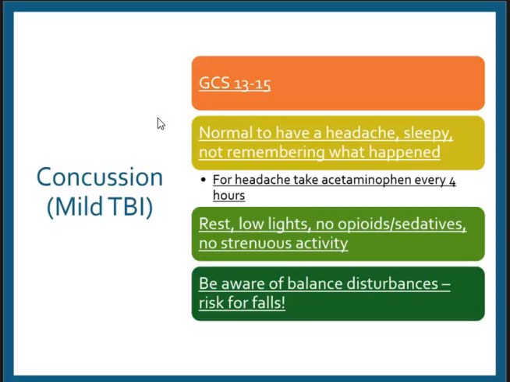Decrease the stimulation. So keep the lights low, keep the volume low in the house. Make sure they're not taking any opioids or sedatives, because that's going to definitely decrease their Glasgow Coma scale. It's going to cause some problems. It's going to decrease blood flow, but also it's going to be concerning because they're not going to be as arousable, and no strenuous activity. They could have some vertigo, so they're going to be at risk for falls, so be aware of balance issues.